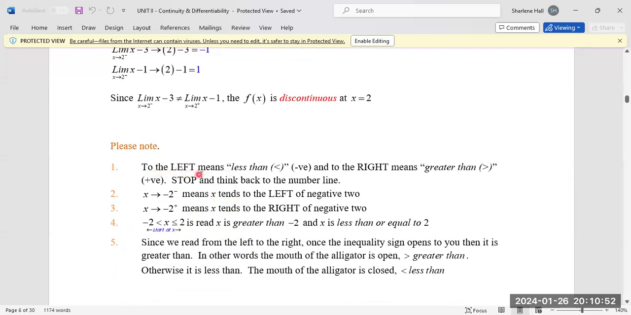So to the left means less than. We've already established that. To the left means less than, and to the right means greater than. I want you to stop and think back to the number line. We've done that in class a while ago already. When you go to the left of the number line, you're less than. When you go to the right of the number line, you're greater than.